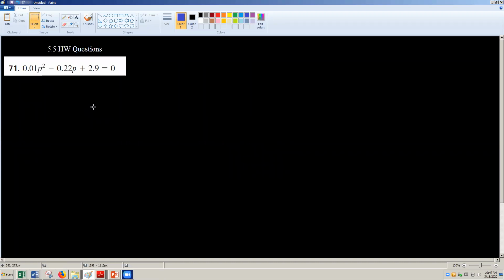All right, so for 71, I'm basically in the same boat, and this time I see a bunch of decimals. I hate decimals, I don't want to deal with them. How do I get rid of them? Well, the first thing I can do is, to get rid of decimals, I could just multiply by 10 or 100 or 1,000 or however many I need to bump it. So I'm going to multiply this entire thing by 100.